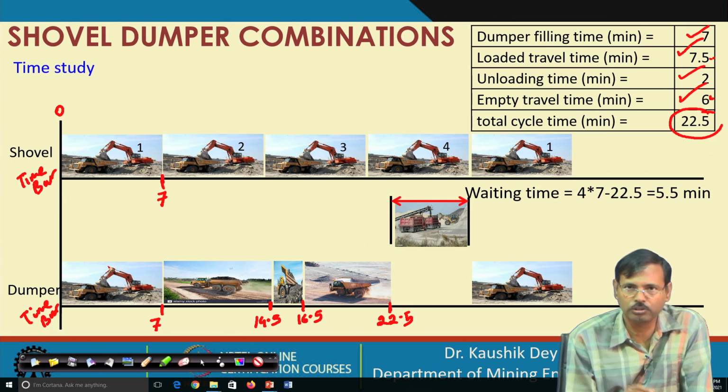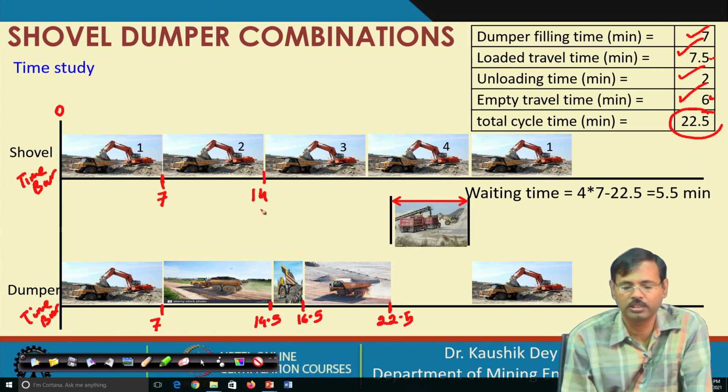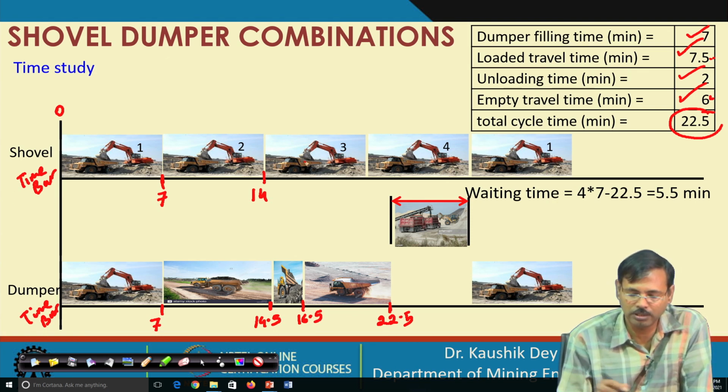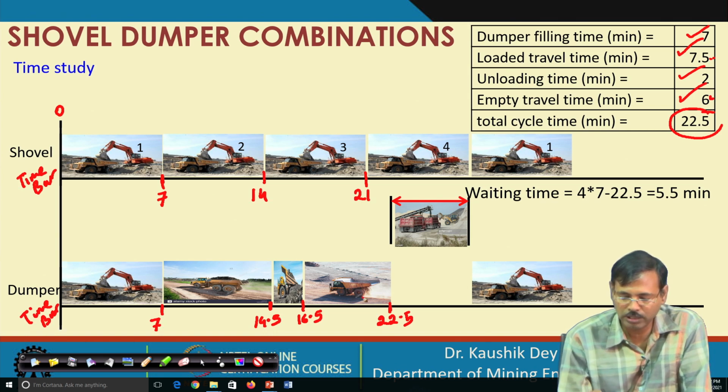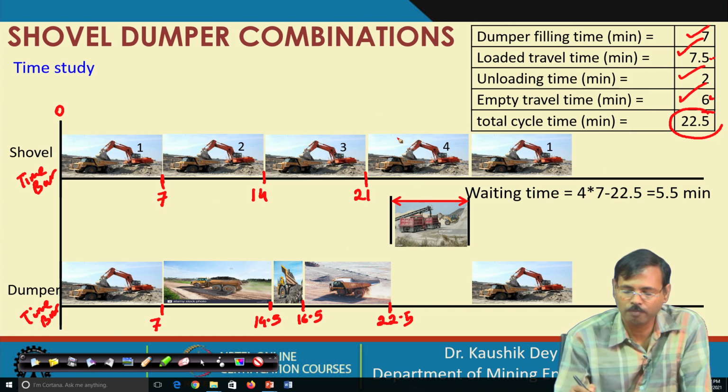Then the second damper, which was waiting, has come and the shovel started its loading, and it is also taking 7 minutes. So, at 14 minutes it has completed loading the second one, and immediately the third damper is coming. So, it is loading the third damper. That is completed in 21 minutes, but you see at 21 minutes the first damper's empty travel is not back. So, this damper is not available here. So, the mine management has provided this fourth damper. So, he has started loading this fourth damper, and it will take up to 28 minutes.